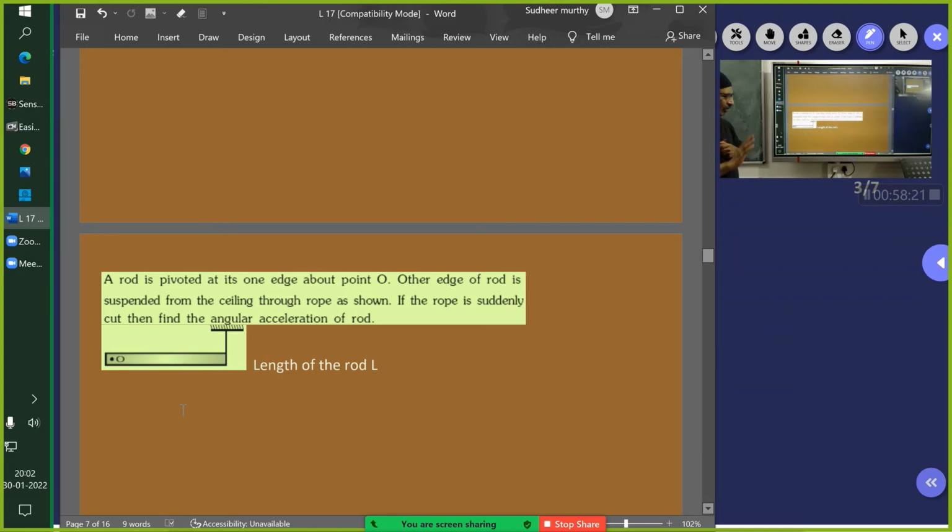So it is very simple. Orally also you can work out this problem. The torque is mg L by 2, and that must be equal to alpha into the moment of inertia of the rod about this point, which is ml square by 3. So equate it, the m will cancel, and then you will get alpha. Quite simple, though it looks humongous.